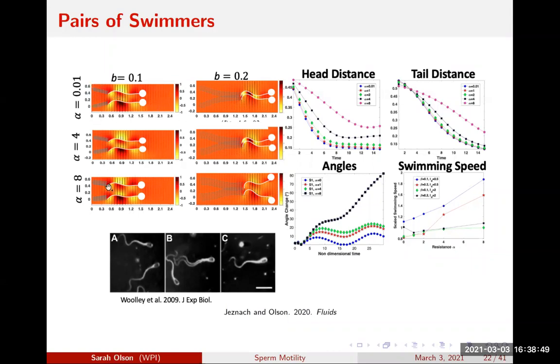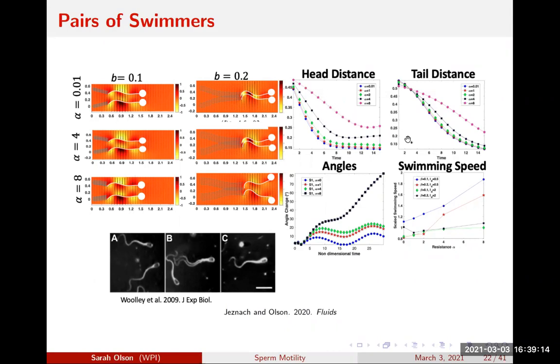As you increase alpha, it's harder for the swimmers to attract. With no cell bodies, they just stay a little bit apart. When they have the cell bodies, they do try and come together, but then they push apart and go their own way. So we can look at and characterize how the heads attract.